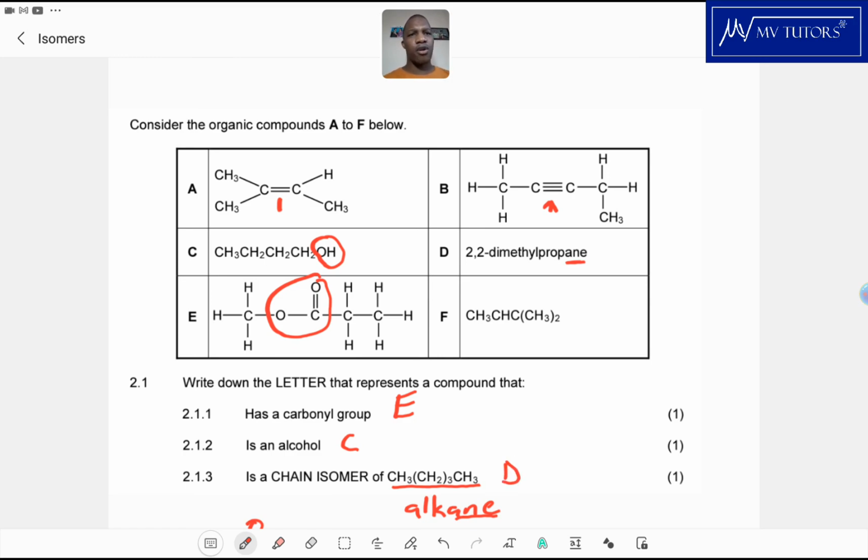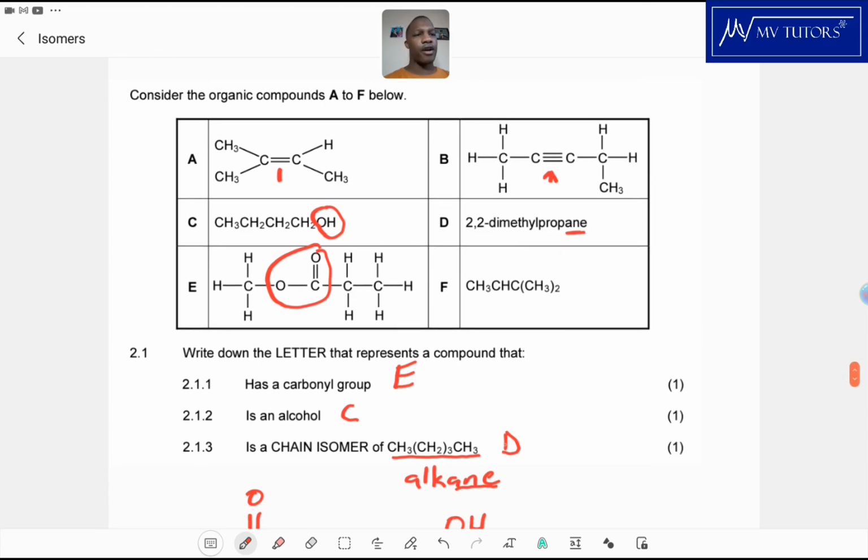Okay, well, we can confirm with the rest. E is not an alkane. And F, let's look at F. F is not an alkane either. Okay, so D is our final answer.